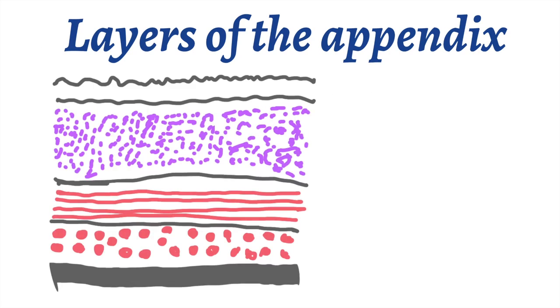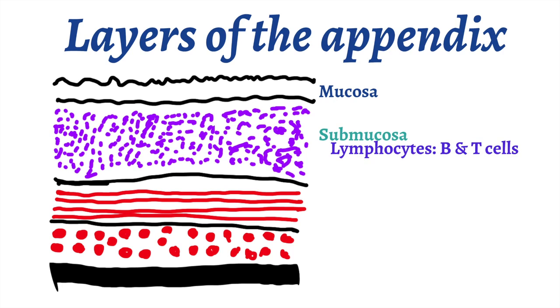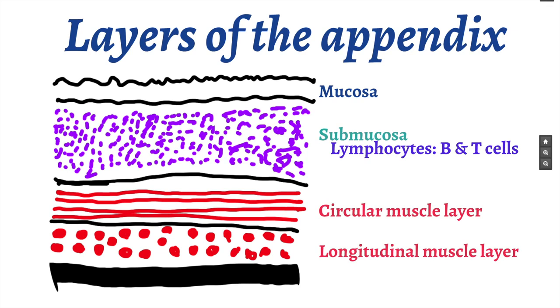The layers of the appendix consist of the innermost mucosal layer, then deep to that mucosal layer is the submucosa. In the submucosa, there are prominent collections of B and T cells. The large collections of immune or lymphoid cells distinguish the appendix from other portions of the colon. Below the submucosa is the muscularis propria that consists of an inner circular smooth muscle layer and an outer longitudinal smooth muscle layer. Lastly, there's a thin serosal layer that covers the external portion of the appendix.